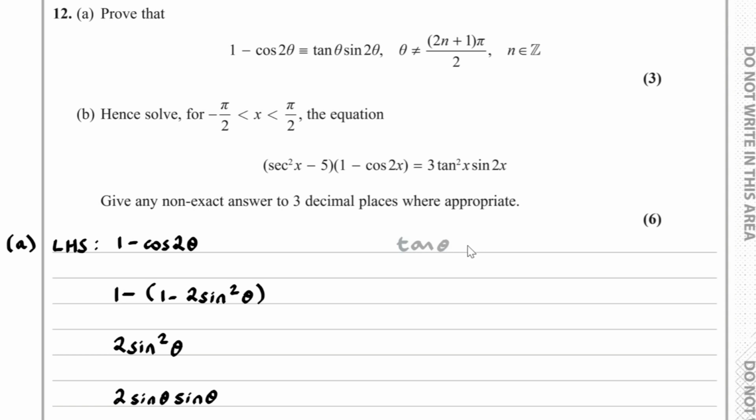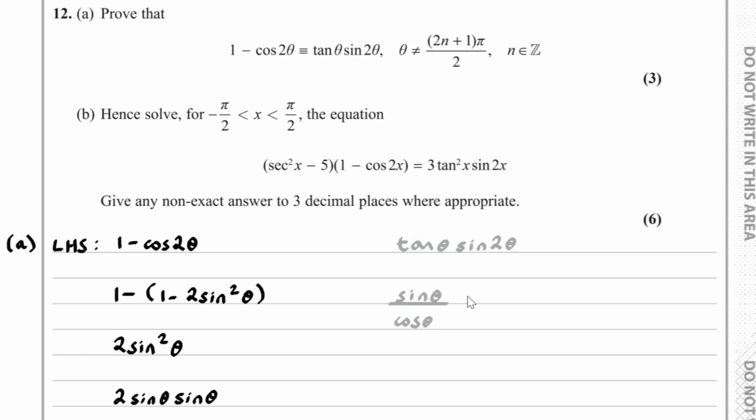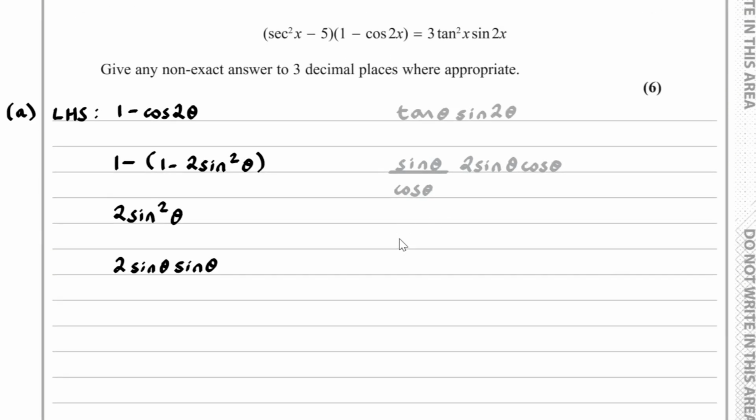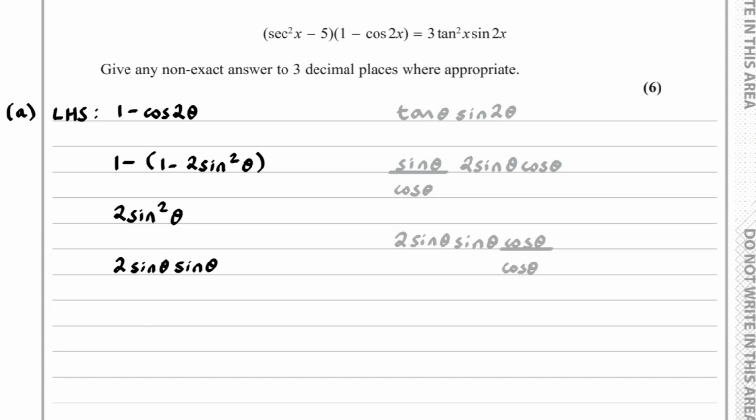So far I've got tan theta sin 2 theta. Tan theta is the same as sin theta over cos theta. And sin 2 theta, that's the same as 2 sin theta cos theta. So it looks like we have 2 sin theta cos theta over cos theta, which is exactly what we have. So the way we can approach this is to multiply this by 1.